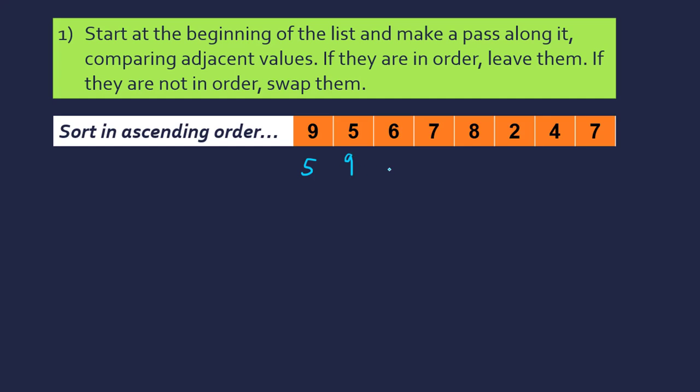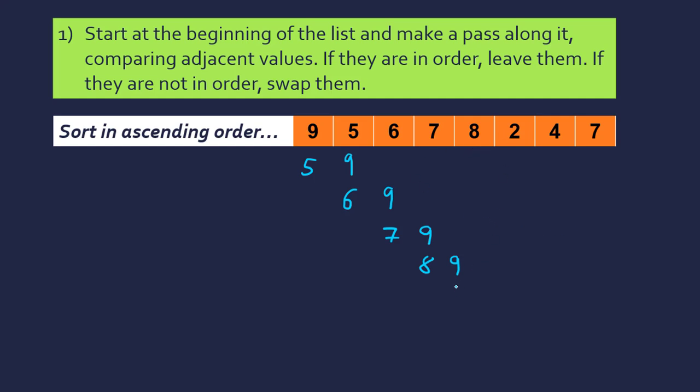So you now compare 9 with 6. 6 is also less than 9, so you swap them. You then compare 9 and 7. 7 is less than 9, so you swap them. 9 and 8. 8 is less than 9, so we swap them. You can see I've deliberately done something here. You can see 9 essentially bubbling towards the end, as I said earlier.